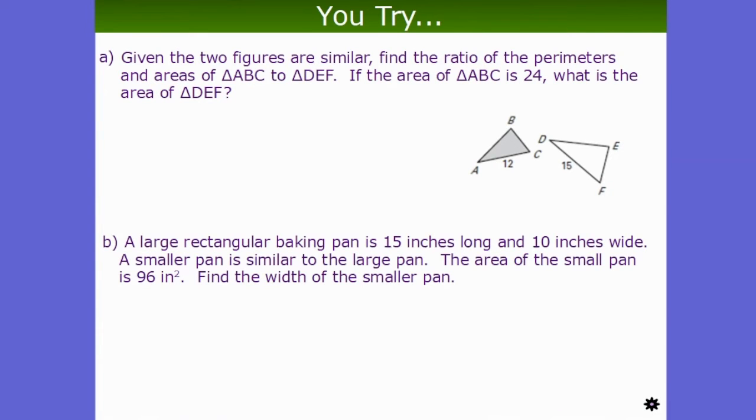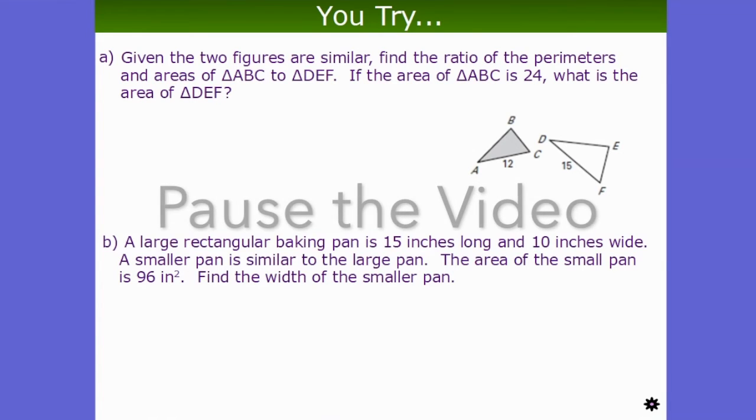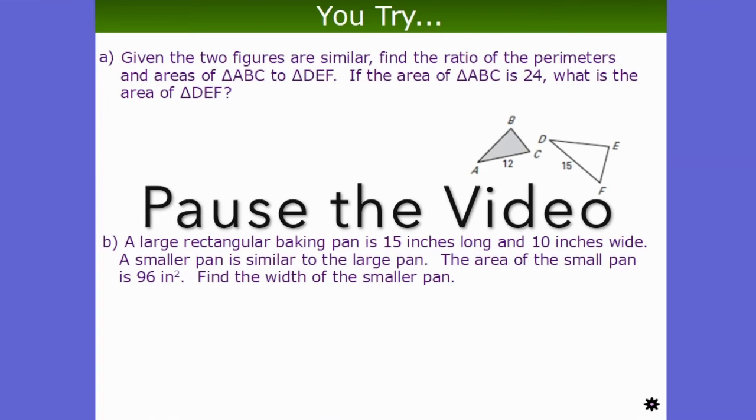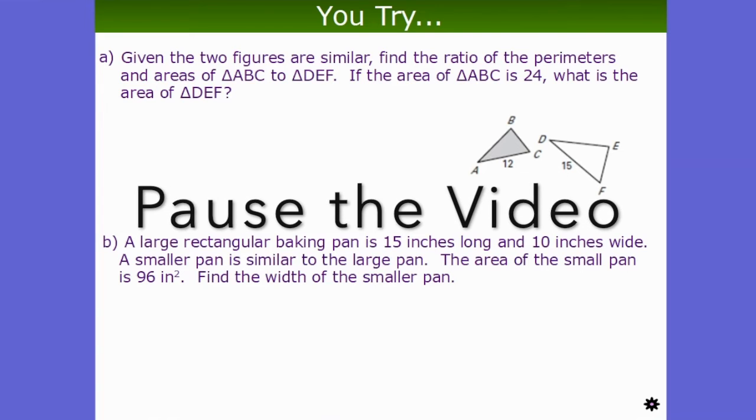I do have some Try It problems here. So what I would like you to do is to pause the video right now, work them out, and when you finish that, go ahead and restart the video and you can check your work. Go ahead, pause.